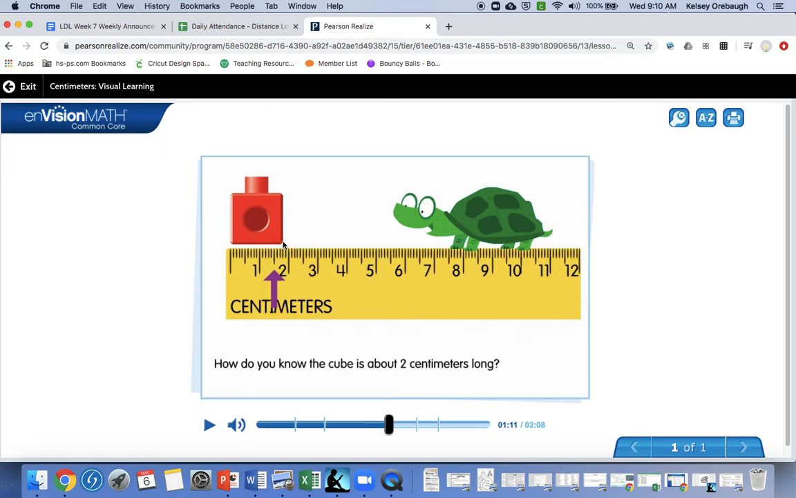If the object's end is past the halfway mark, then we use the bigger number. If the object's end falls before the halfway mark, then we use the smaller number, just like we do on inches. So how do we know that the cube is about 2 centimeters long? Well, we know that the end of the cube falls between the 1 centimeter mark and the 2 centimeter mark, and its end is past the halfway point. So we use the greater number, 2 centimeters. It is longer than the halfway mark between 1 and 2 centimeters.